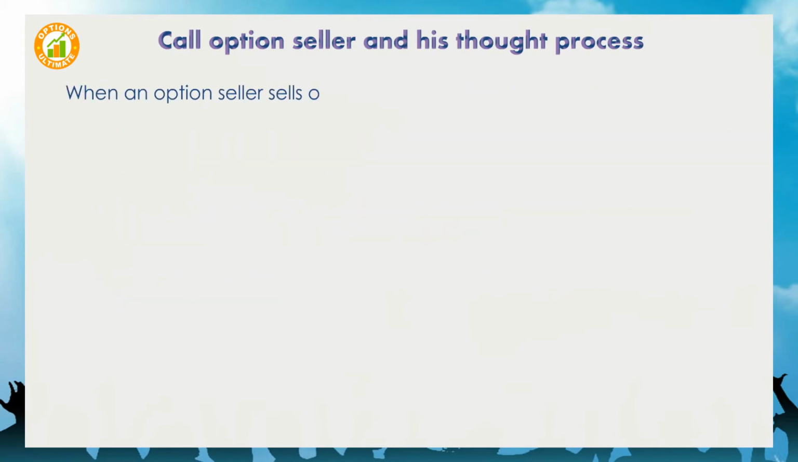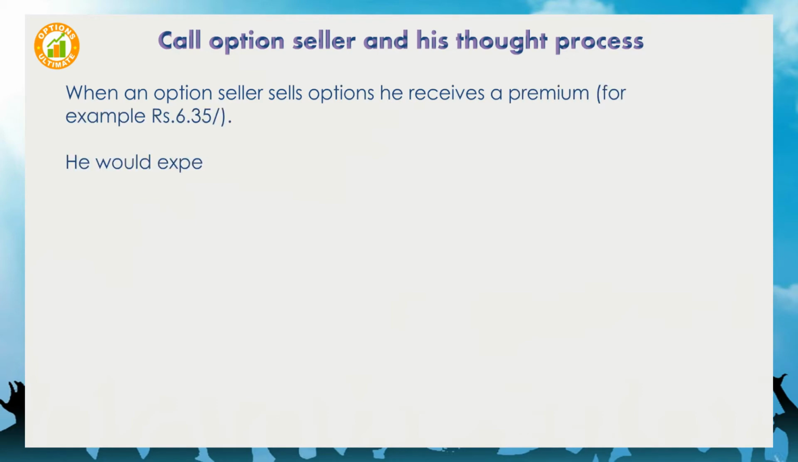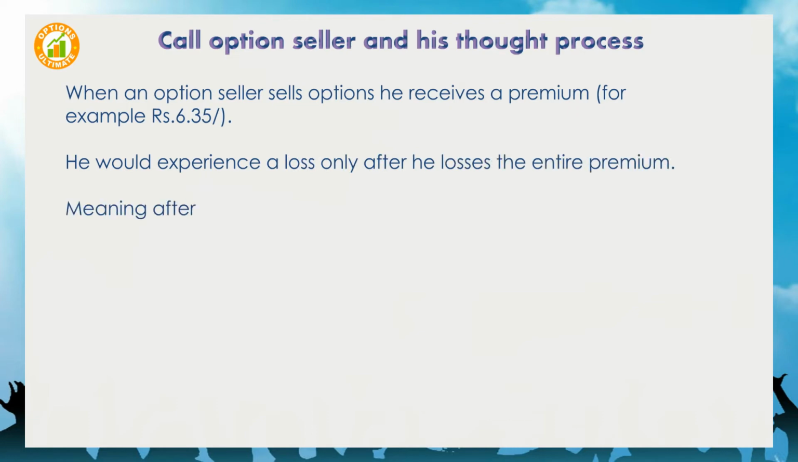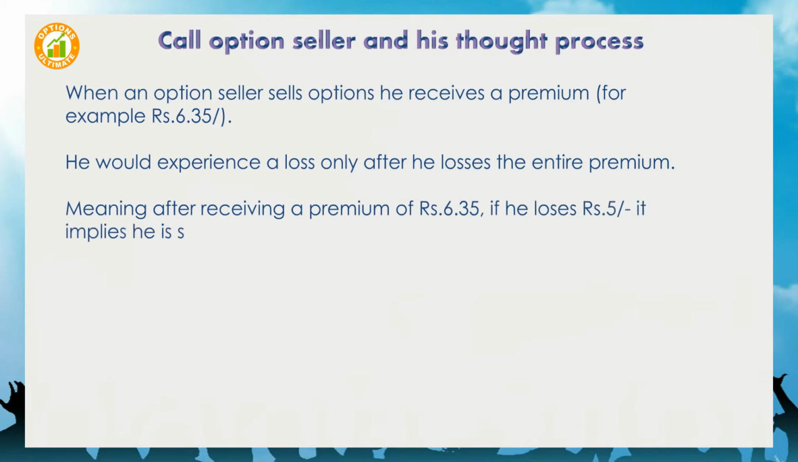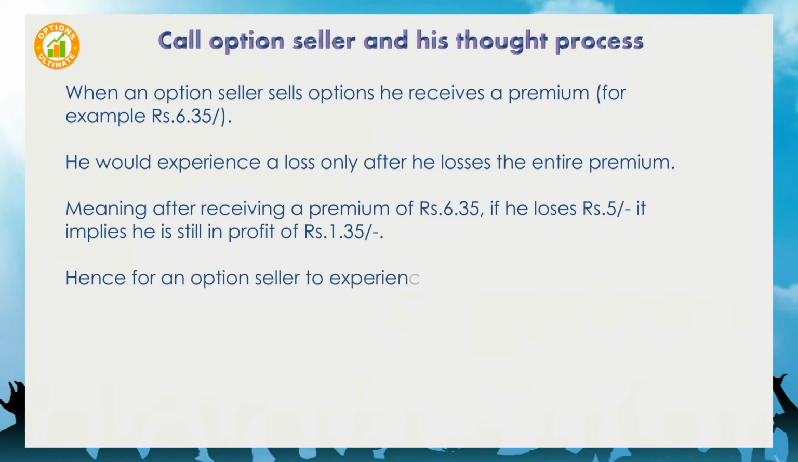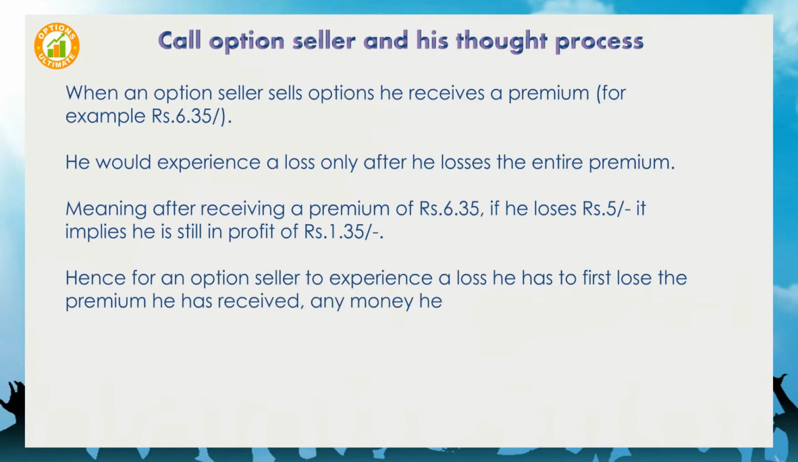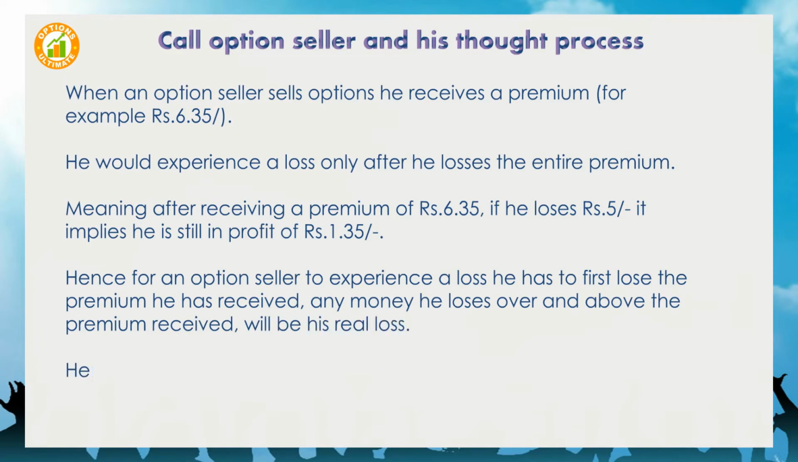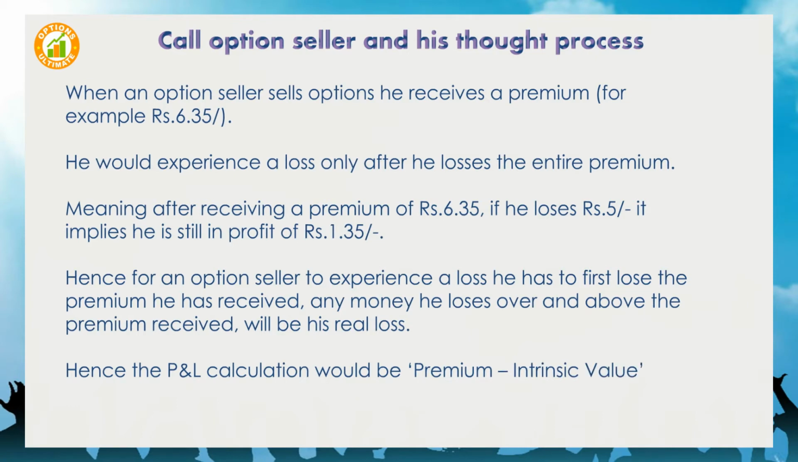When an option seller sells options, he receives a premium, for example 6 rupees and 35 paise. He would experience a loss only after he loses the entire premium. Meaning, after receiving a premium of 6 rupees and 35 paise, if he loses 5 rupees, it implies he is still in profit of 1 rupee and 35 paise. Hence for an option seller to experience a loss he has to first lose the premium he has received. Any money he loses over and above the premium received will be his real loss. Hence the P&L calculation would be, premium minus intrinsic value.